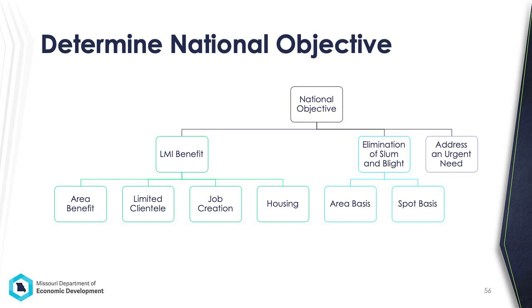Next, we have the elimination of slum and blight. This national objective is applicable to demolition and downtown revitalization projects that address some sort of deterioration. Last, we have addressing an urgent need. This is applicable to emergency projects that resolve a condition that threatens public health or safety. Next, we'll take a closer look at each of the national objectives.